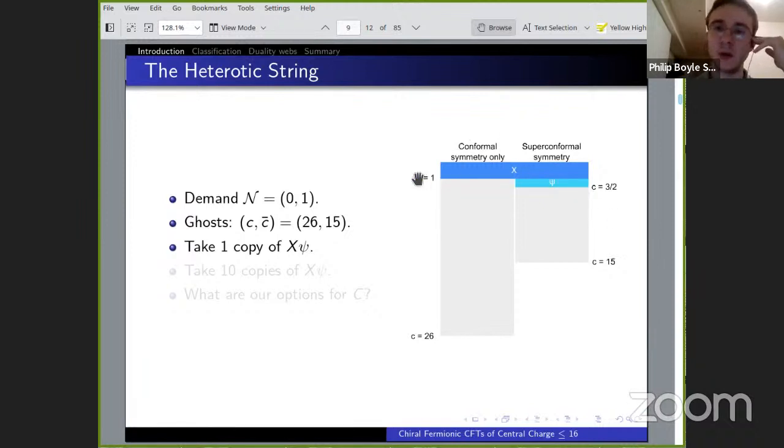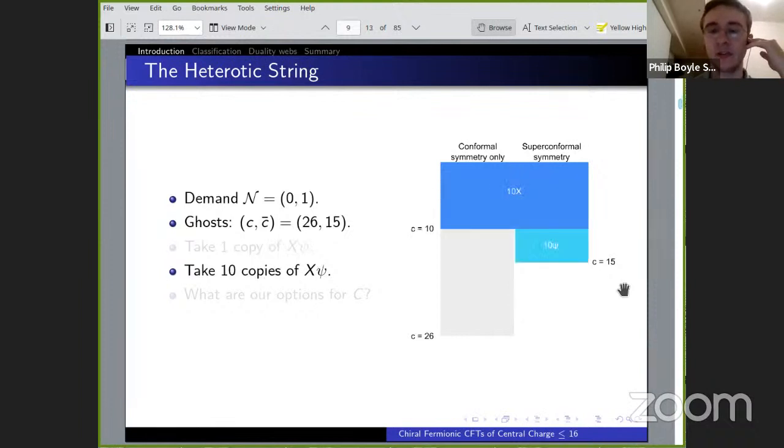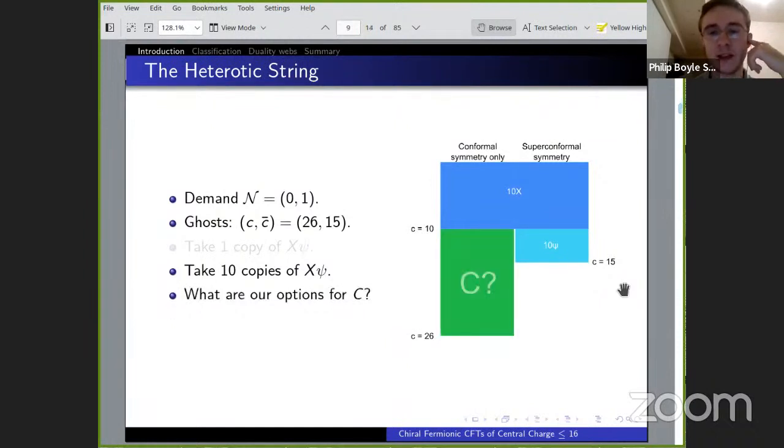Now, the scalar has central charge 1, the fermion has central charge 1/2, so we see that we don't fill up the whole allotment of central charges that we need. But that's fine. We can just take 10 copies of the system, which are our 10 dimensions. But then, of course, this leaves a c equals 16 chiral-shaped hole, which I'll call C, which we need to also put in.